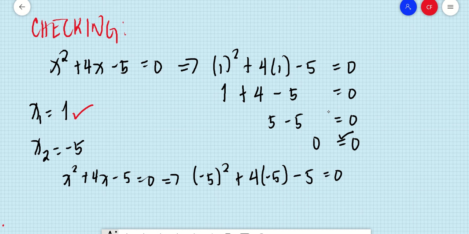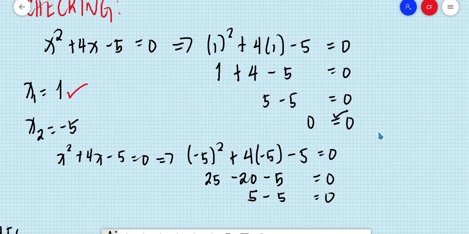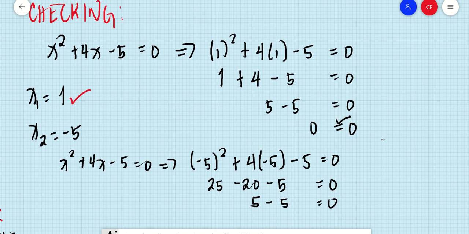So negative 5 raised to 2, positive 25. And positive 4 times negative 5 is negative 20. Right? Minus 5 equals 0. Take note, kinopya ko lang po ulit yung negative 5 dito. So 25 minus 20, that is 5, minus 5 equals 0. So obvious naman, no? 5 minus 5 is 0 equals 0. Take note, class, na-satisfy ulit, ibig sabihin, tama din po yung x sub 2, which is negative 5. Okay? So ayan lang po yung checking.